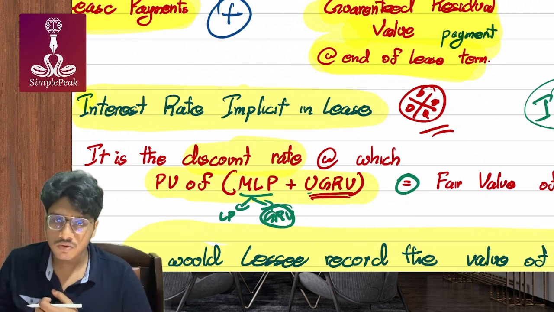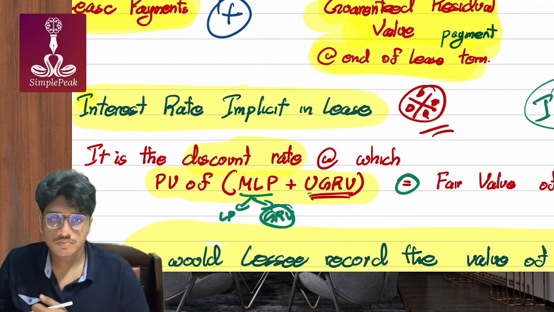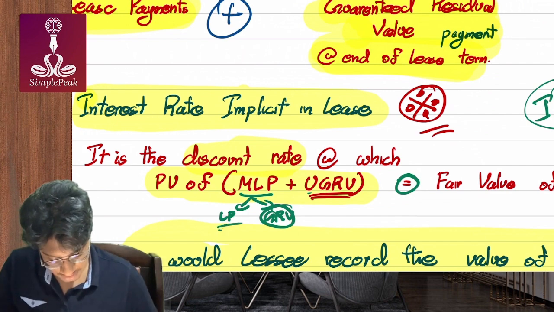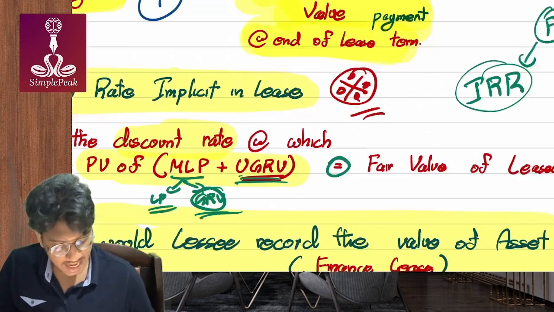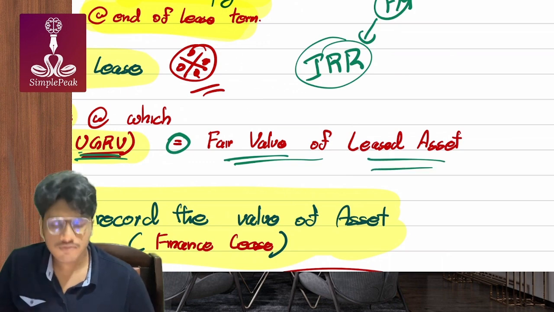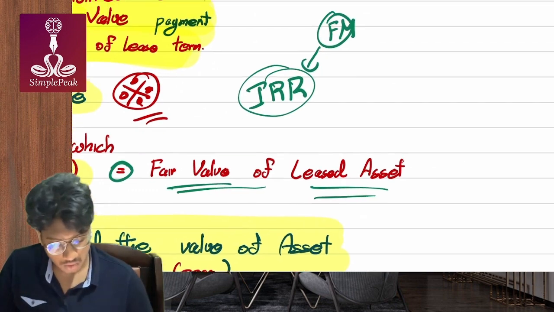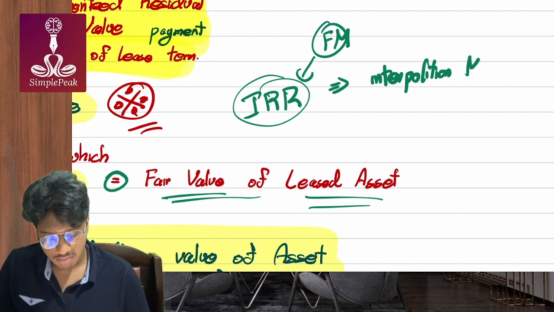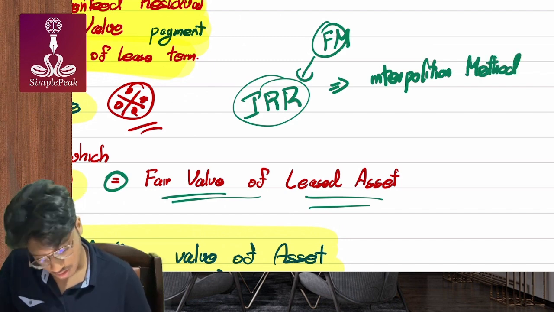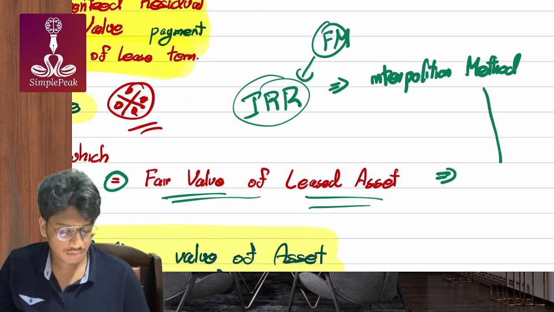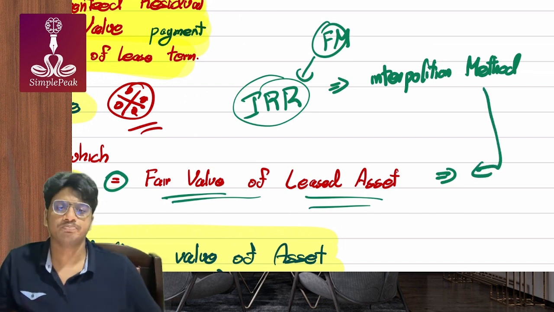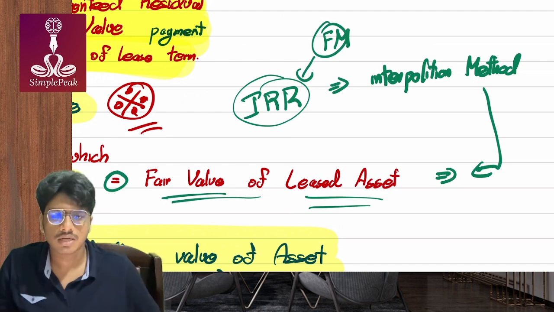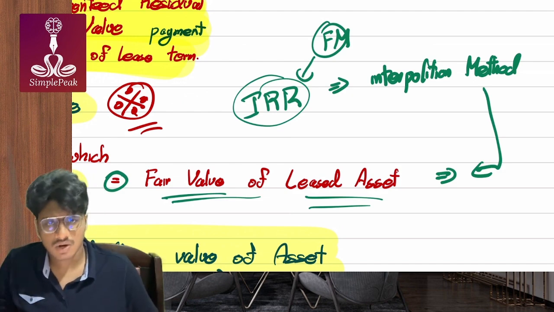Sometimes the question gives you the interest rate implicit in lease, and sometimes the question doesn't give it. But still you can compute it if you have these figures: lease payment, guaranteed, unguaranteed, and fair value. How? In IRR, we computed it using the interpolation method. Similarly, we will compute it here also using the interpolation method. We'll do a question and you will understand what I mean.